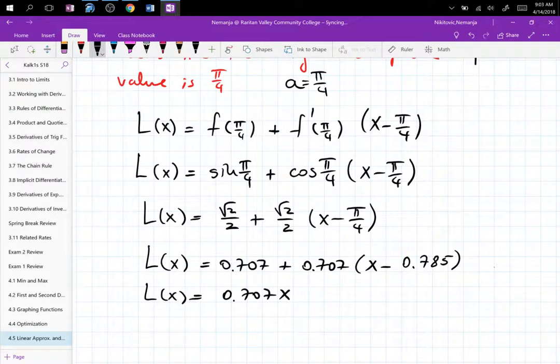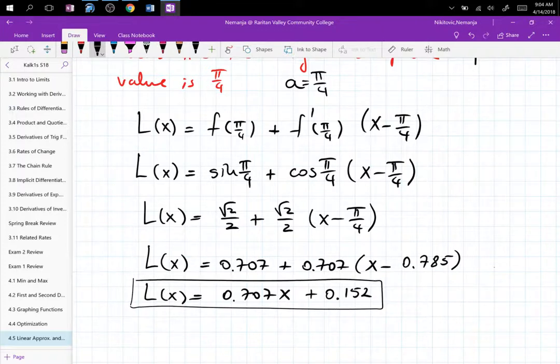That's going to be negative, and then minus 0.707. So it's going to be plus 0.152. So this equation is actually the tangent line at pi over 4 for the sine function.